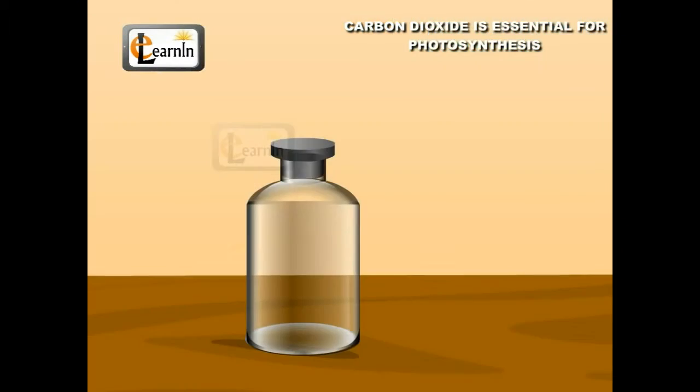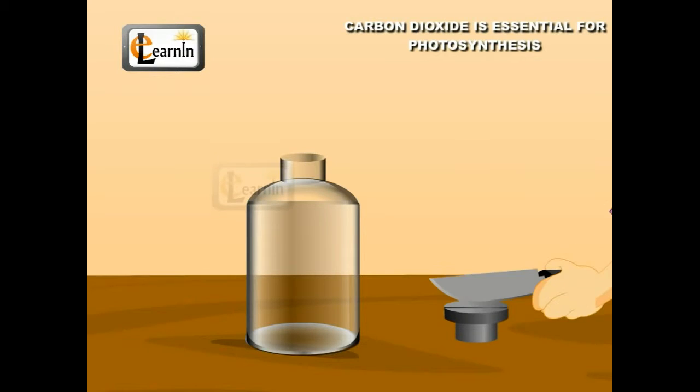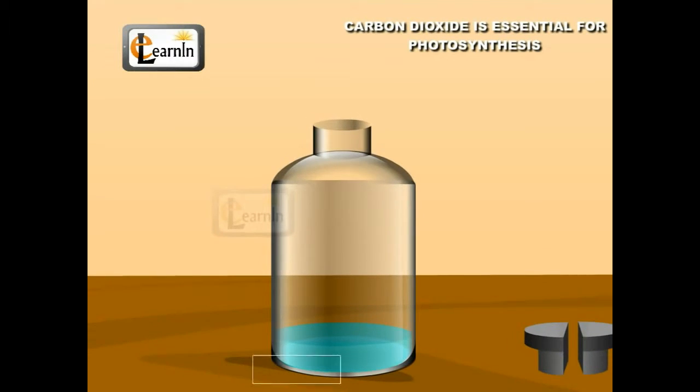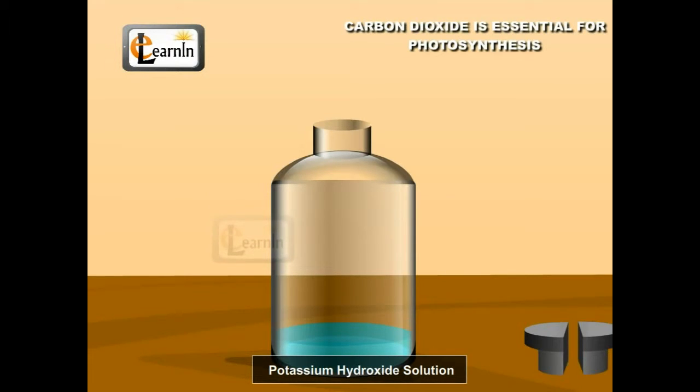Now, take a wide-mouthed glass bottle with a cork to close the mouth of the bottle. Split the cork vertically. On the day of the experiment, take 5 to 10 milliliters of potassium hydroxide solution in the bottle. Potassium hydroxide absorbs the carbon dioxide present in the bottle.